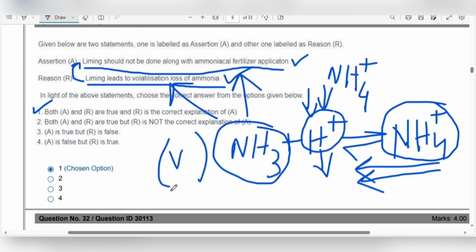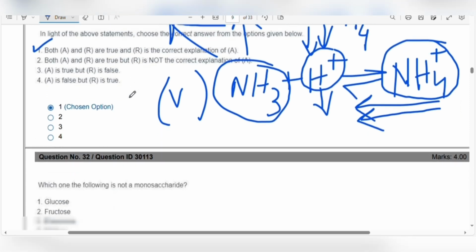That's why liming should not be done along with ammoniacal fertilizer application, because it will lead to volatilization loss of ammonia, and there will be a huge amount of reactive nitrogen loss, and the nitrogen use efficiency will be less, and you will be wasting your valuable economic resources. Very nice. Okay, moving on to the next question.